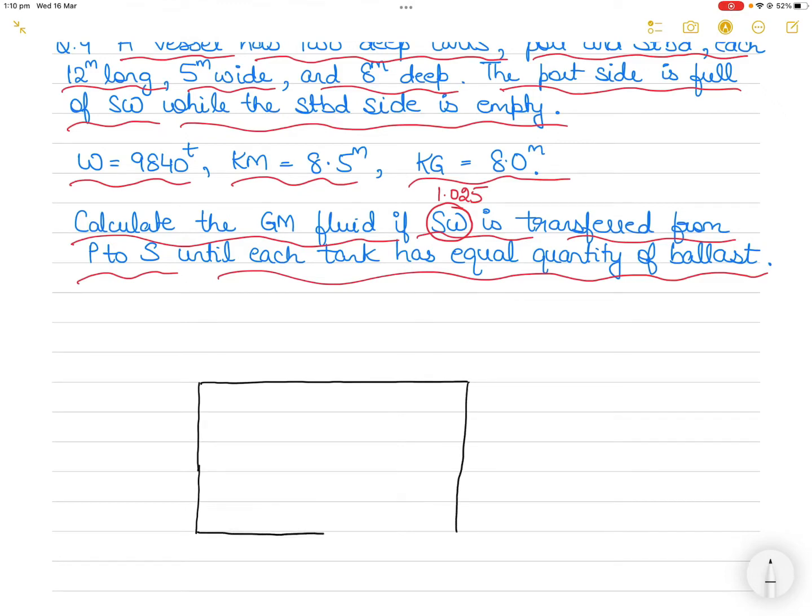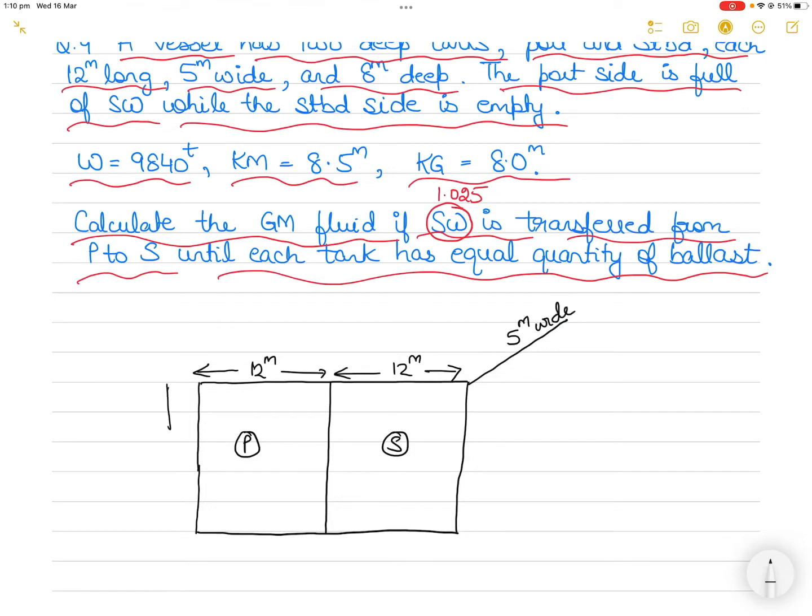Alright, so we'll have two deep tanks. These are the two deep tanks. Each deep tank is 12 meters long. We'll call this starboard and we'll call this port, and it's 5 meters wide and 8 meters deep. This is very important, 8 meters deep. The port side, remember, is full of seawater, so all this is full of seawater, while the starboard is empty.